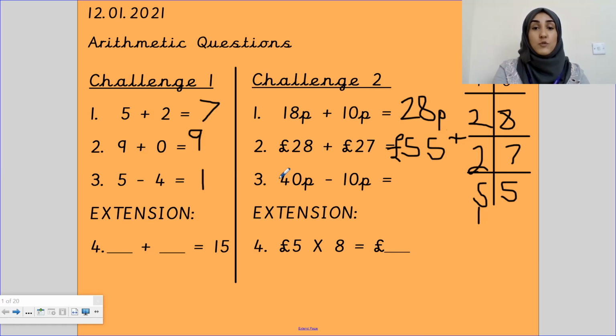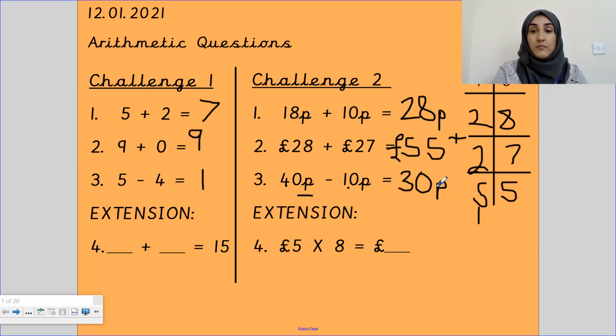Okay, next. Is this 40 pounds or 40 pence? Make sure we look for the right sign, okay? So this is the pence sign, pence sign. So it's 40 pence, take away 10 pence. Okay, so we can put 40 in our head, hold up 10 fingers and count backwards. Or we could use our related facts and do 4, take away 1 equals 3. And if it's related facts, it's 40, take away 10 equals 30 pence.